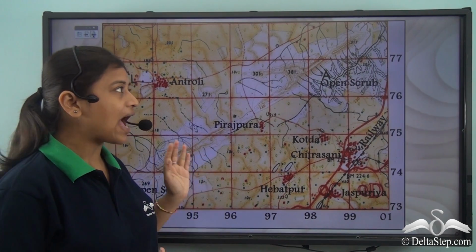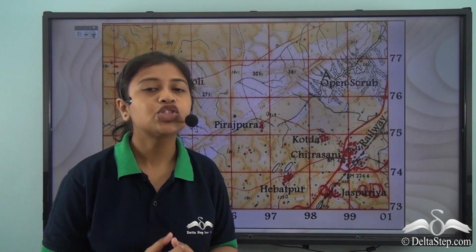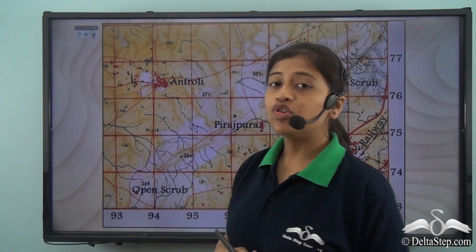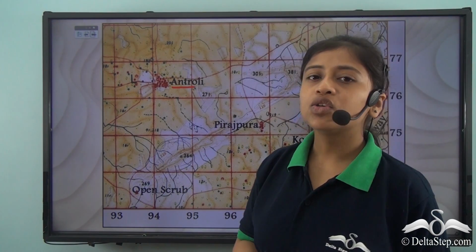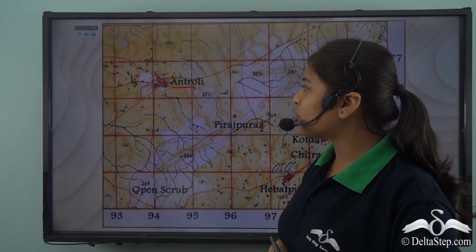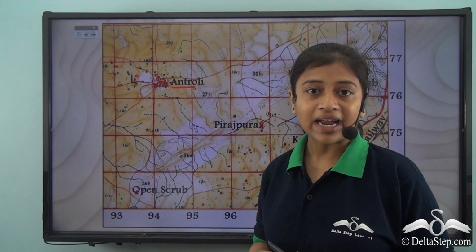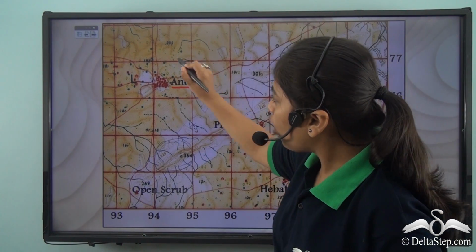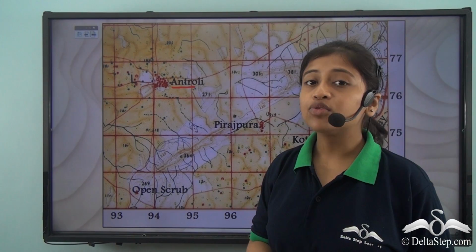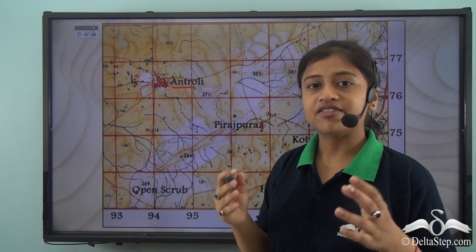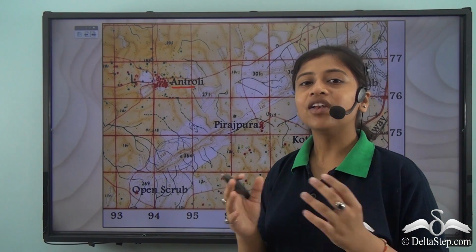So here we have a section of a particular topographical map or a topo sheet, and we have to locate a place known as Antroli. So where exactly do we find Antroli? For that we need to find the grid reference of the cell in which Antroli is present. And how do we find the grid reference? We will refer to the eastings and northings.